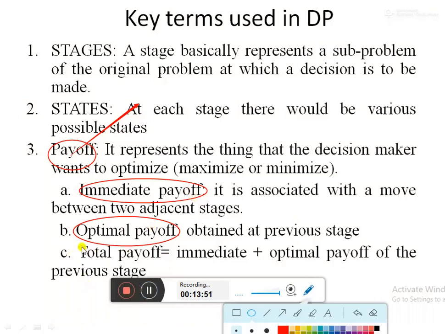The third type is the total payoff, which can be calculated by using this formula: immediate payoff plus the optimal payoff of the previous stage. So when we discuss the problem, then we would understand this formula.